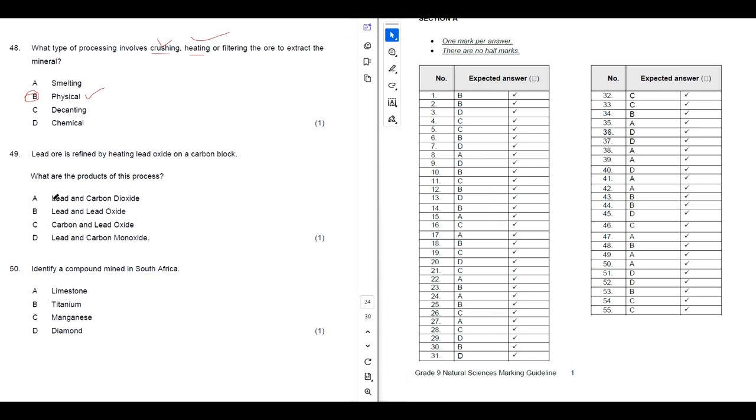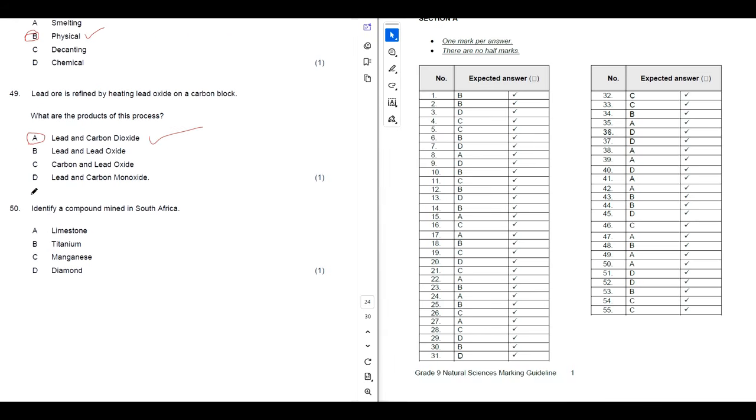And then next we'll move to question 49, which says that lead ore is refined by heating lead oxide on a carbon block. So now the question says, what are the products of this process? And we can see that our answer will be lead and carbon dioxide. So our answer will be A, which is lead and carbon dioxide.